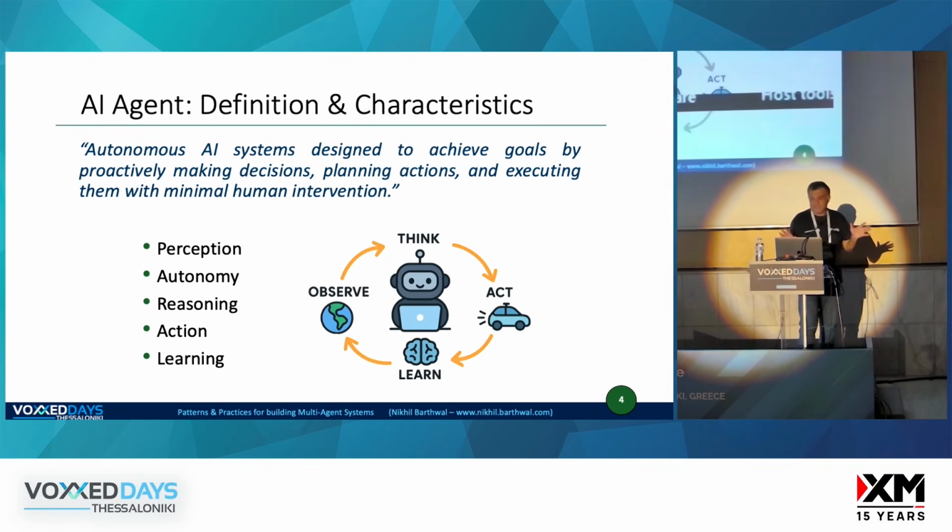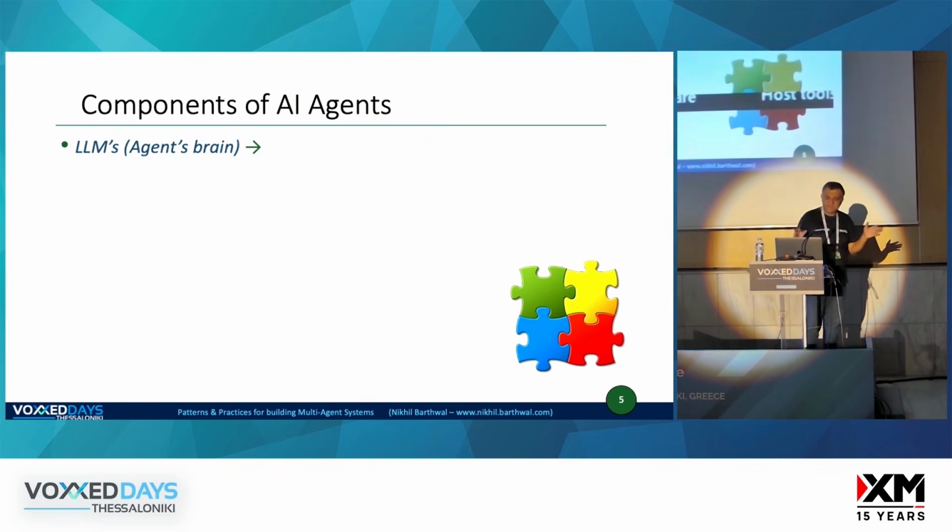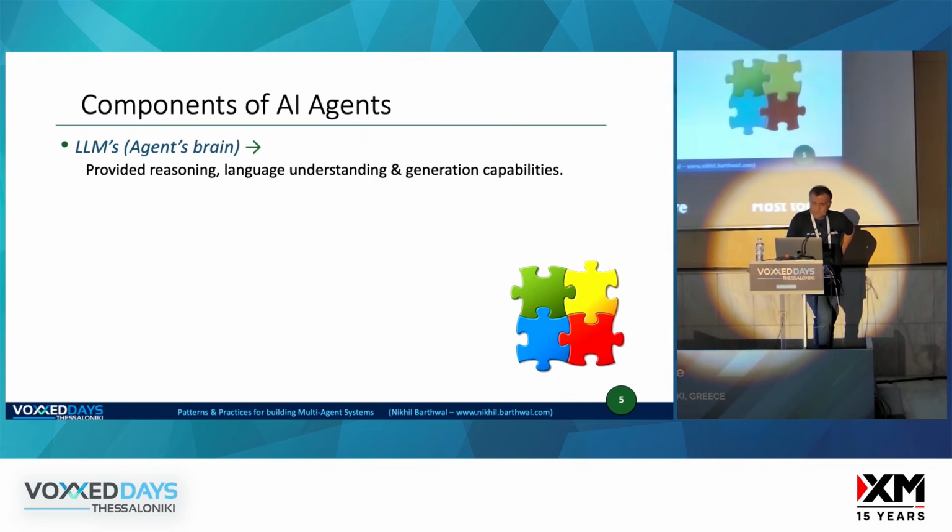So this is what an AI agent is. So far, we are still talking about a single AI agent. What are the components of AI agents? The brain of AI agents is LLMs, large language models like ChatGPT, Claude, or you can have a custom model that you can fine-tune from one of the open source models. Facebook has Llama. I think Mistral also has an open source model. I forgot what they call it, but there are multiple ones. It provides reasoning, language understanding, and generation capability.